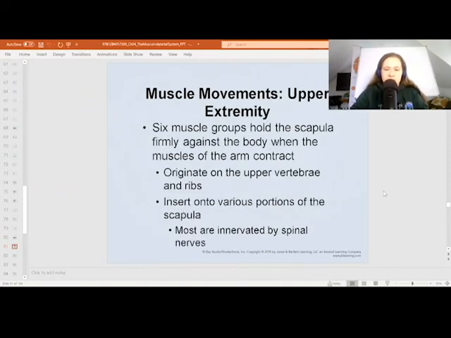Upper extremity. 6 muscle groups hold the scapula firmly against the body when the muscles of the arm contract. They originate at the upper vertebrae and the ribs, and insert into various portions of the scapula.